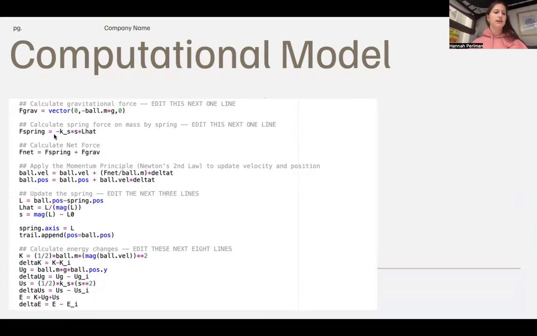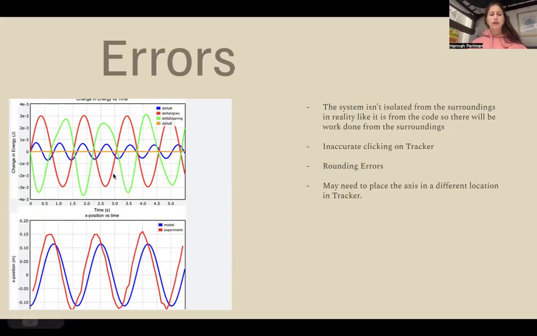And here again is the long version of the computational model. We have the force of gravity, the force of the spring, F net, which is both of those. We have the velocity update formula, the position update formula. We're updating the spring too, and we have spring axis, which I didn't have to change. I just had to change these three. And then we're calculating the energy changes. So delta K, which is the change in kinetic energy, and the change of gravitational potential energy, and that keeps going. So you get that from there. And so here's what it looked like.